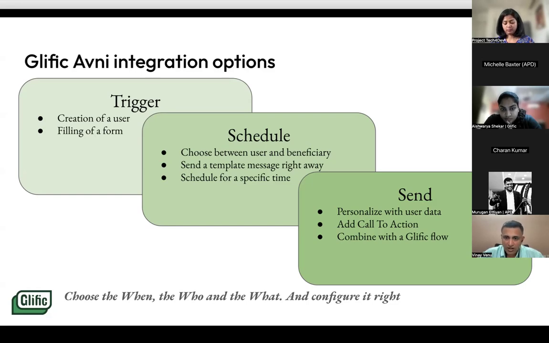You can add a call to action, which essentially means that you can have a message that says you have an appointment tomorrow. Would you like to attend? And you can have a yes or a no button, and that essentially can trigger a Glyphic flow. Or you could say, hey, you have a new user ID created on Avni. Would you like to know more about Avni? And then from there on, you can start a completely different Glyphic flow, which will train them on Glyphic. So these are all options that are possible with the Avni Glyphic integration.